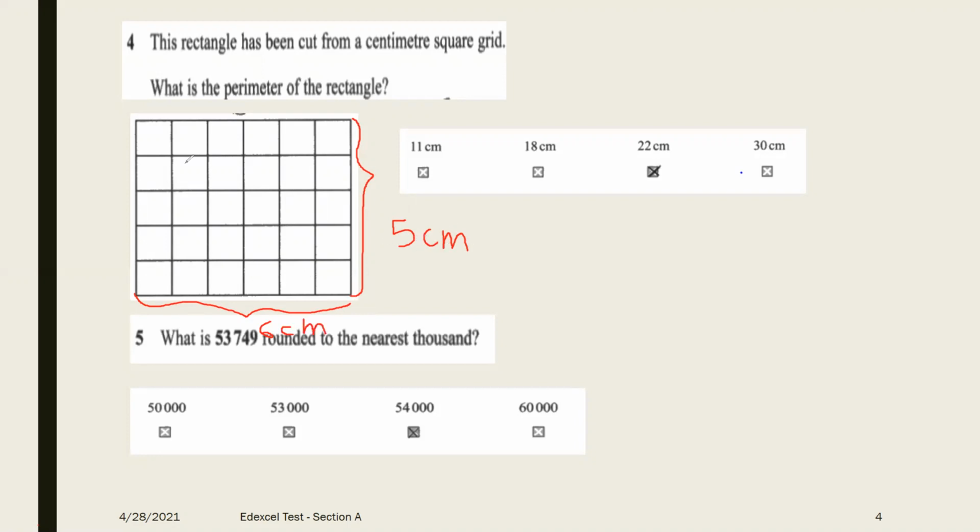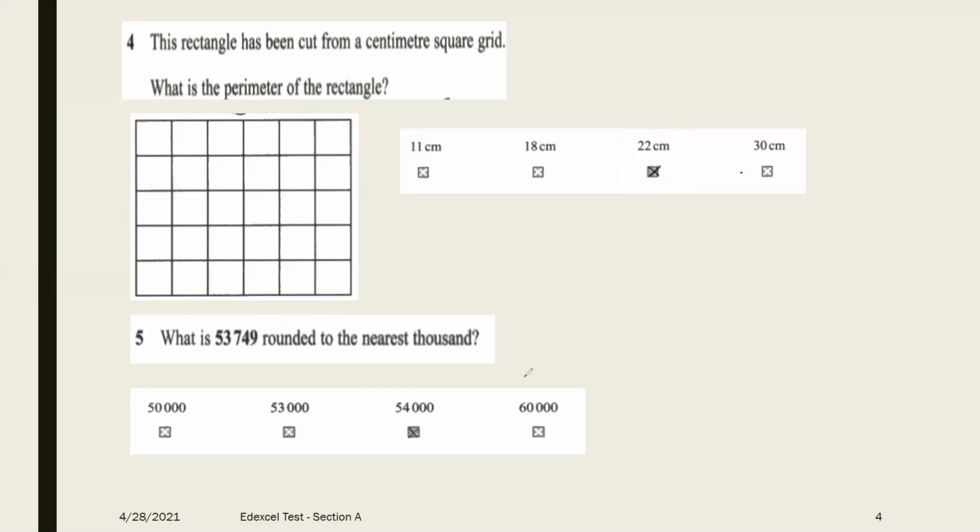So now if this side is 5 centimeters, this side also should be 5 centimeters, and the top value should be 6, right? Now we know we find the perimeter by adding all the 4 sides. So then 6 centimeters plus 5 centimeters, it's 11 centimeters. 11 centimeters plus 6 centimeters, it's 17 centimeters. 17 centimeters plus 5 centimeters, it's 22 centimeters. So then my answer should be 22. Right? So you have to put a cross, right? We'll move to the fifth question.